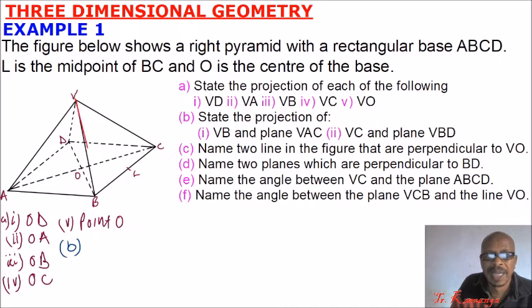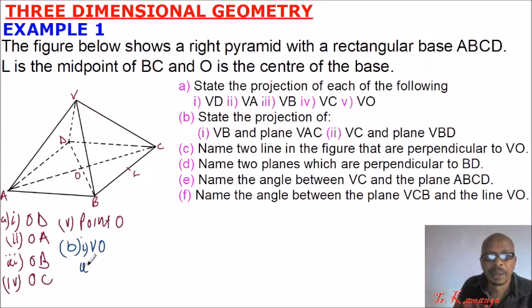We draw a line here. So if you drop that line on the plane VAC, it will fall onto VO. So we say the projection here of VB on VAC is actually VO. That is Roman number 1.